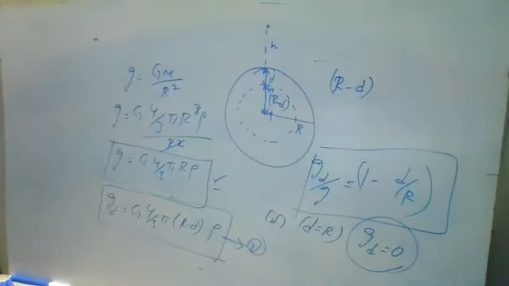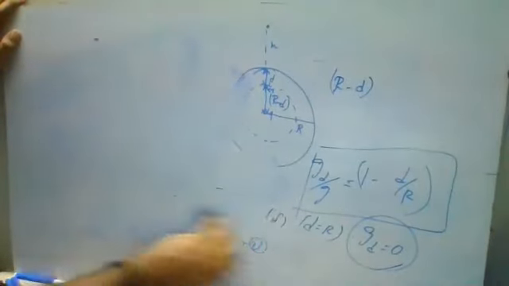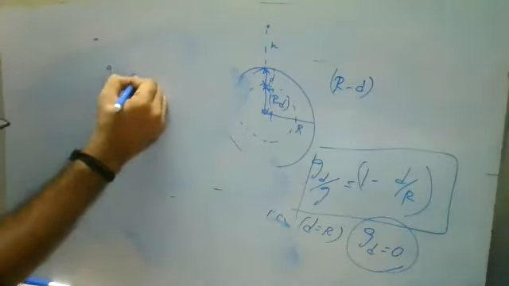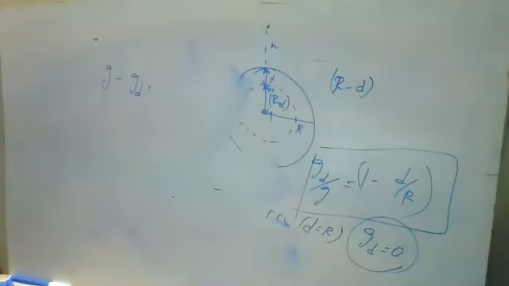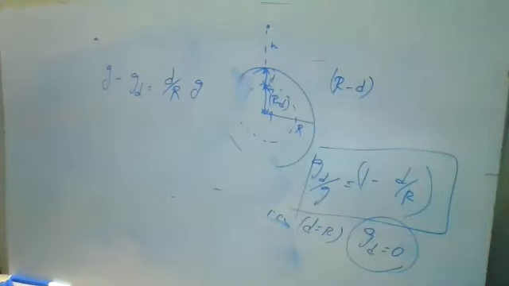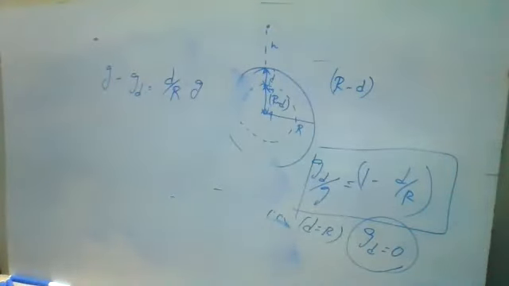Decrease in the value of small g at a depth d. The decrease in the value of small g at a depth d, g minus gd, is equal to d by r into g. Decrease, so the difference we need to find. g minus gd is equal to d by r into g. This is the first formula.